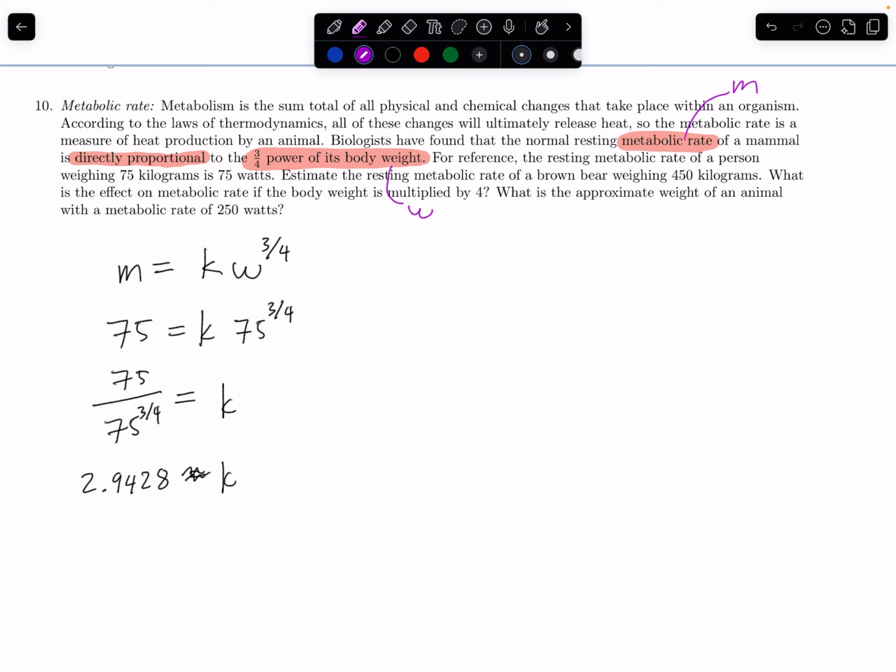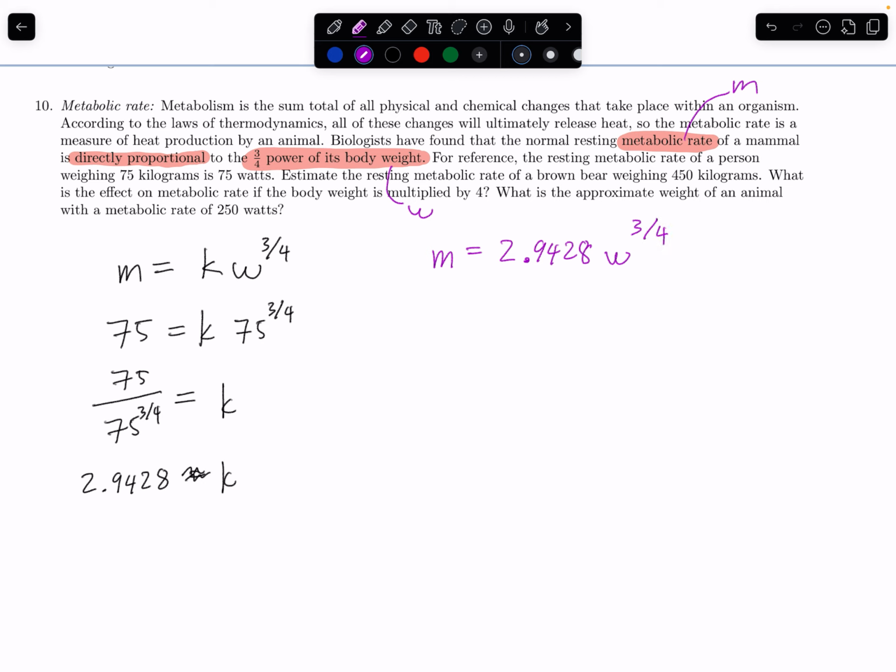Okay, now that I have K, I'm going to come back to my equation and plug that in, 2.9428. I'm going to keep some extra decimals because ultimately I'm going to round my answers to the nearest single decimal place, but I have to make sure I have sufficient extra digits. In fact, it's best to keep the entire thing saved inside your calculator if you can. Okay, this is times W to the 3/4 power.